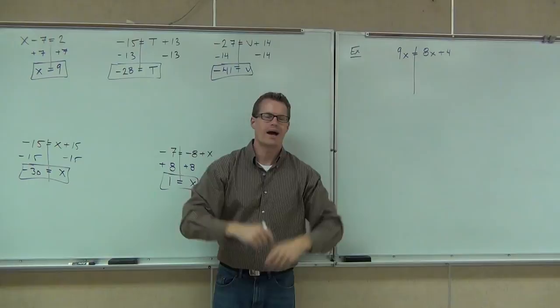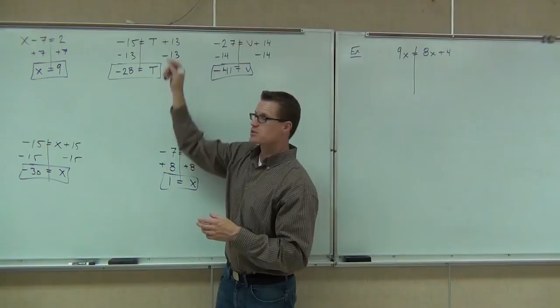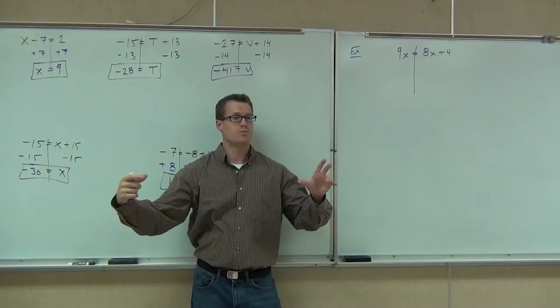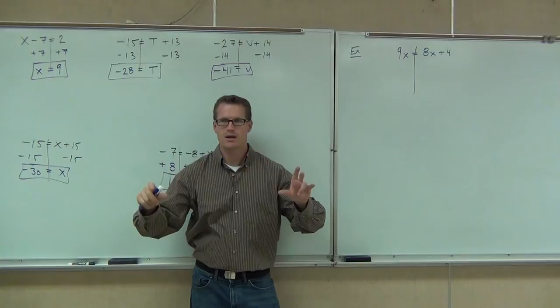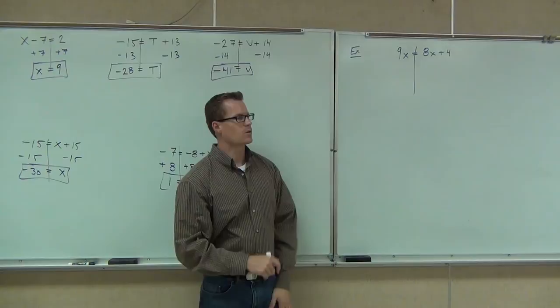So how in the world do we get these x's on one side? And the answer is, we're still going to add or subtract. Just like we got rid of the minus 7 here and the plus 13 here, we can add or subtract anything you want, as long as you do it to both sides. Let me repeat that, because I can see in your eyes some of you haven't really got it. You can add or subtract anything you want, including variables, as long as you do it to both sides. You with me? So what we're going to do, we're going to look up here and go, okay, I want to move my variables to the same side.